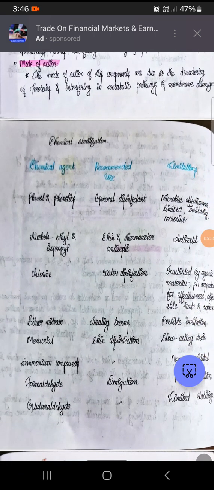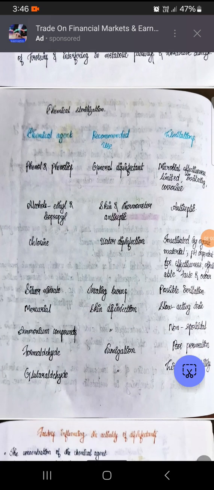And the chemical sterilization is summarized in this figure that you can read later.